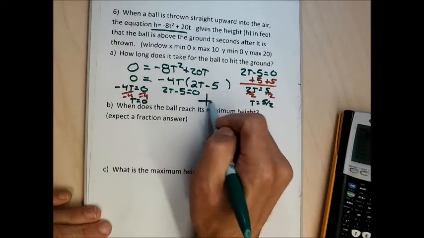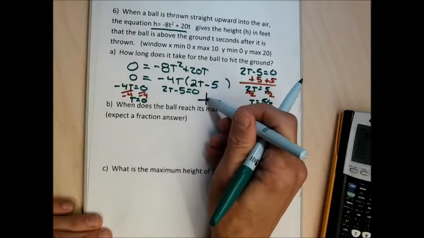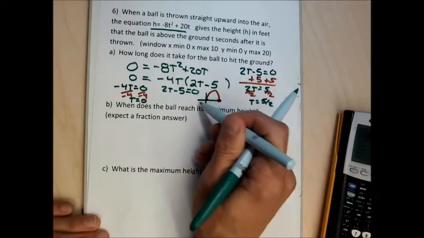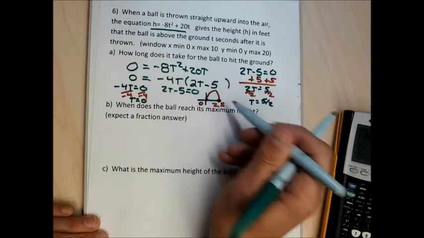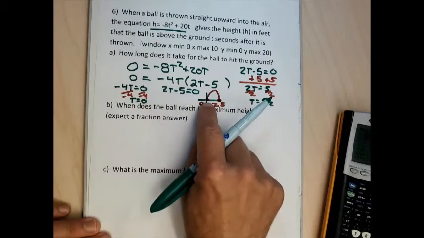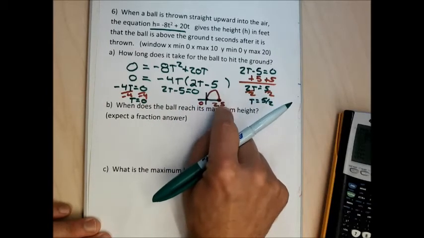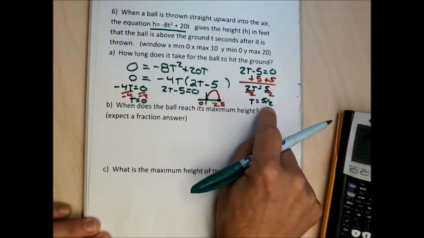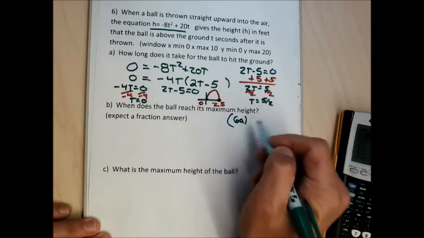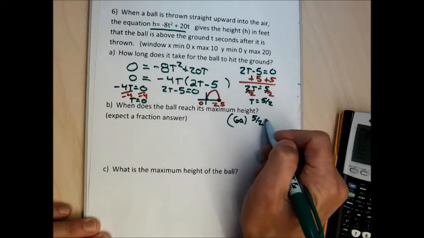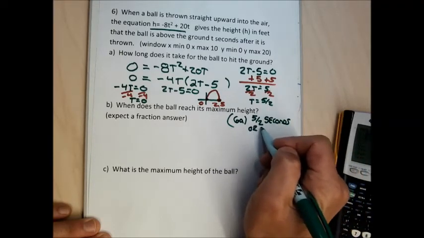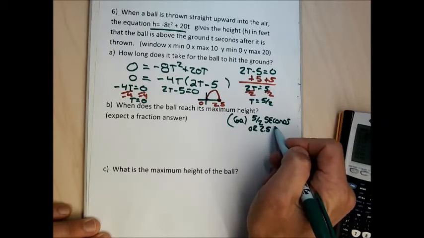Essentially, the ball does something like this. At 0 seconds, it's at a height of 0 feet. It goes up, and then it comes back down. And at 5 halves, or 2.5 seconds, it's hitting the ground again. My answer to part A is not going to be 0 seconds because it's starting at the ground. I want to know how long it takes to get back to the ground. My answer to part A is either going to be 5 halves seconds or 2.5 seconds. So for 6A, my answer could either be 5 halves seconds to hit the ground, or if I make that into a decimal, 2.5 seconds.